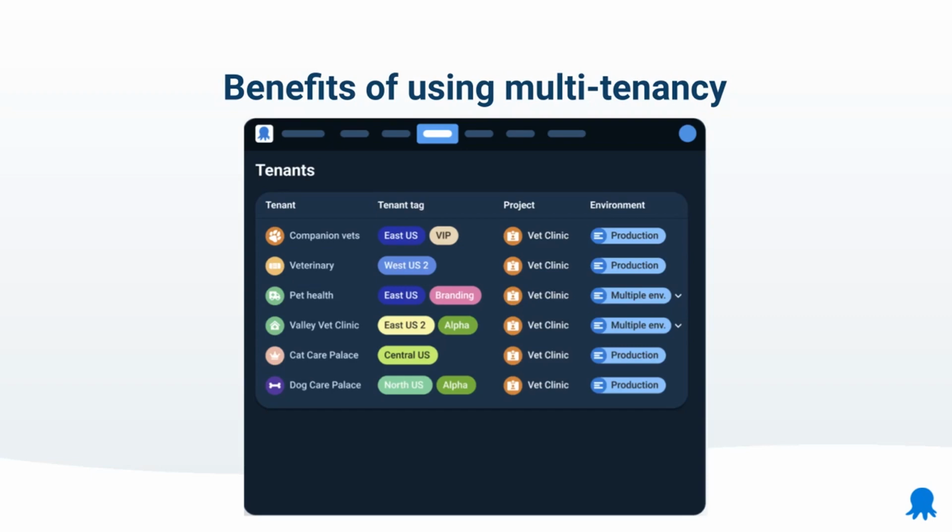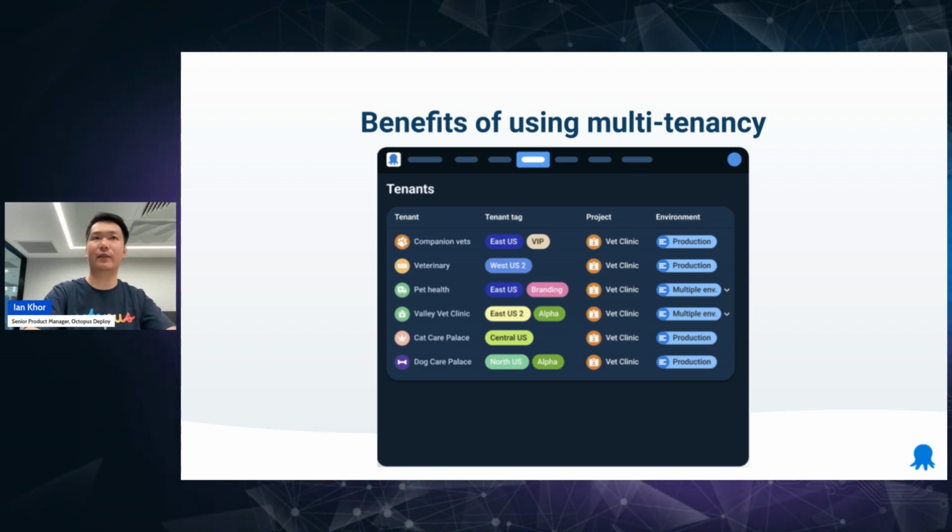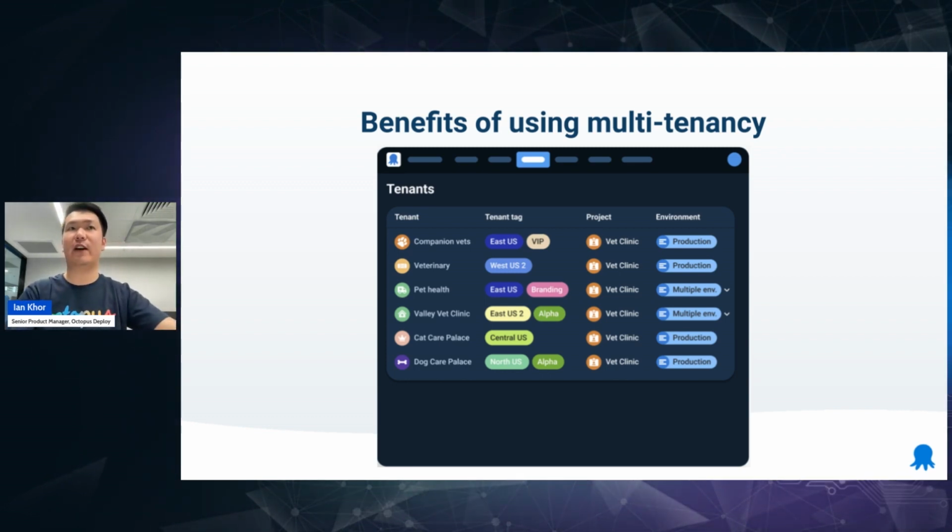So this is a little bit of a sneak peek to some of the new features that we have coming up. Using our dashboard or single pane of glass, you will know where your releases are regardless of your multi-tenancy strategy. You're able to see key information about your tenants at a glance, for example, the projects they belong to, the assigned tenant tags, as well as the environments for each of your tenants.